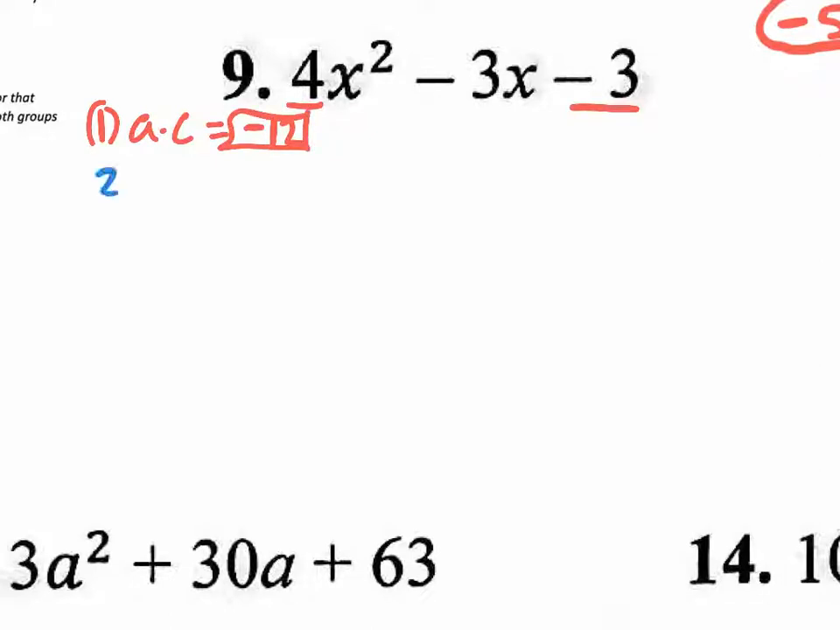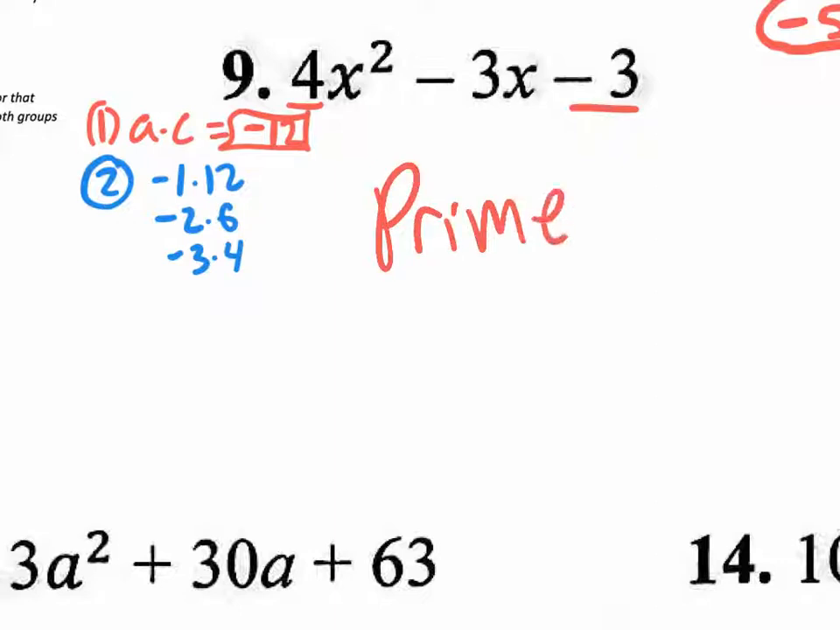Step 2 is to make a list of the multiples of negative 12. So negative 1 times 12, negative 2 times 6, negative 3 times 4. That's all the possibilities besides changing signs. And when we start trying to find the pair of numbers that combines together to give us the b value, we see what? None of those, right? So what do we say about number 9? Prime, or not factorable. I believe on the back of this worksheet it says prime as a solution. So that's it.